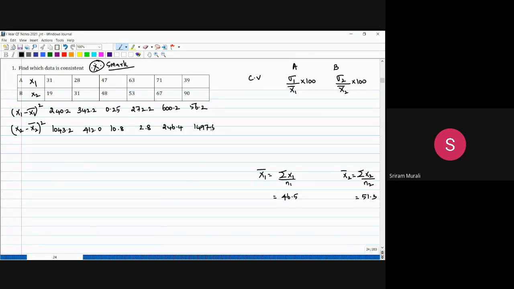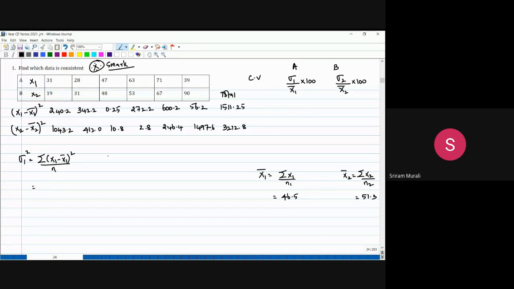So we found what is the difference. Why are we finding this? Because your standard deviation is sigma x1 minus x1 bar the whole square by n. So what is this total? If you add everything, you get 1511.25. This is your total. This total is 3212.8.